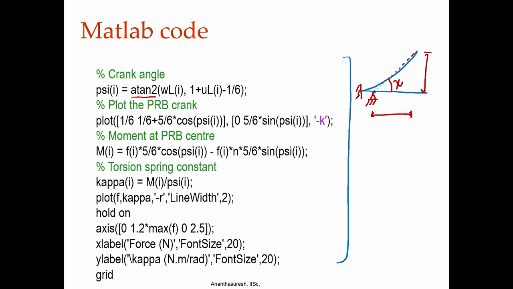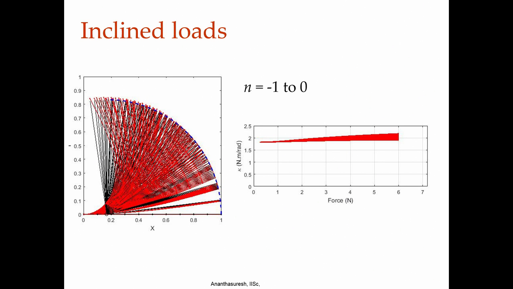Once you have psi, we can calculate the moment, assuming that here the load has both a transverse component as well as an axial component. We can get the moment here, and then kappa is obtained by dividing moment by the angle there, and then plotting kappa and how close it is to being constant, and we saw that it is close to being constant.